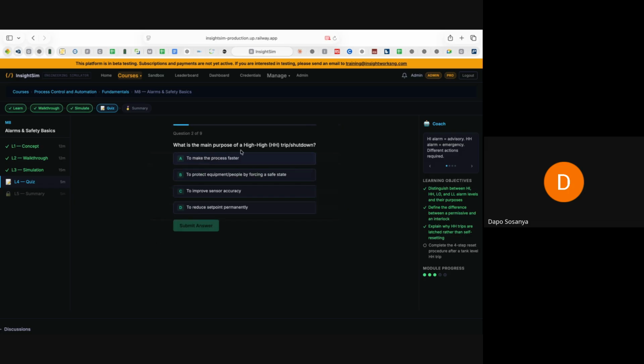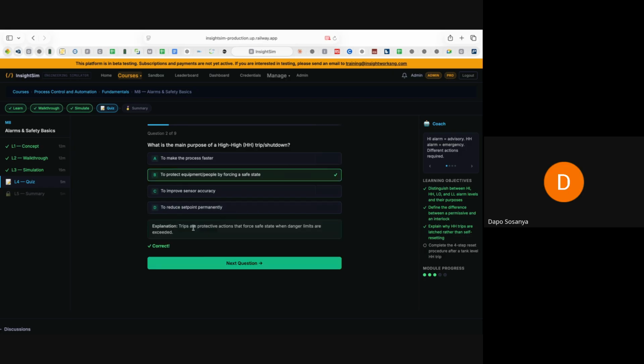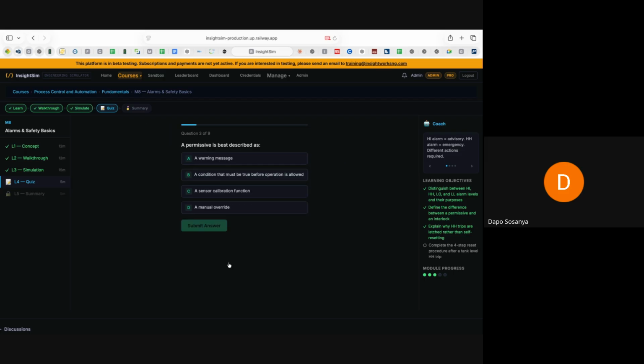Right. What is the main purpose of a II alarm, II trip or shutdown? To make the process faster, to protect equipment and people by forcing a safe state, to improve sensor accuracy, to reduce set points permanently. That's also B. Okay. A permissive is best defined as, yeah, that's B.